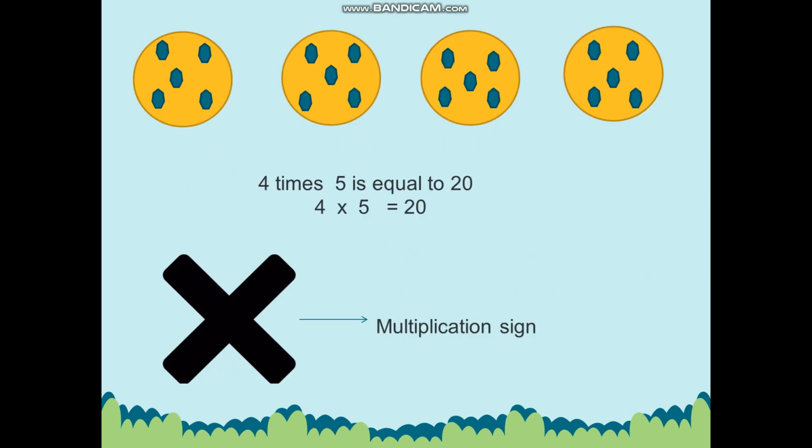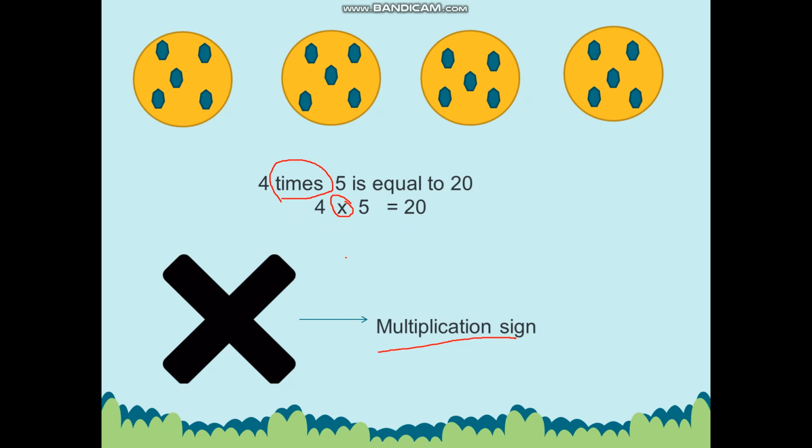We can also write this in another way. How many times have we added 5? We have added 5 four times. 4 times 5 is equal to 20. Now we can replace this "times" with this sign, and this sign is the sign of multiplication, and now you can write down the answer 20.